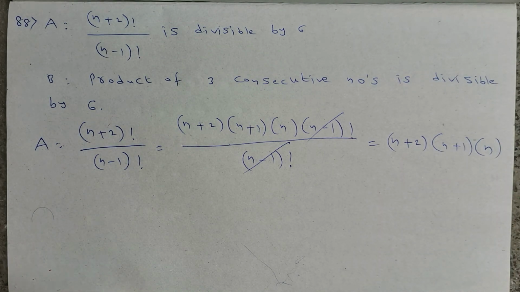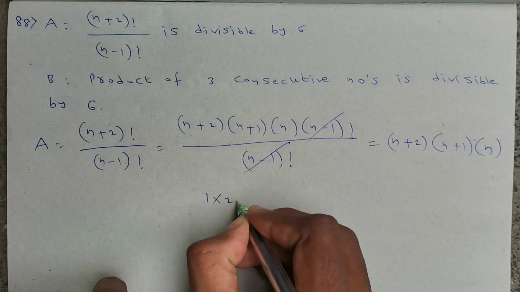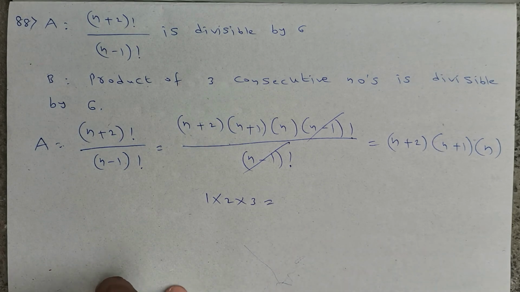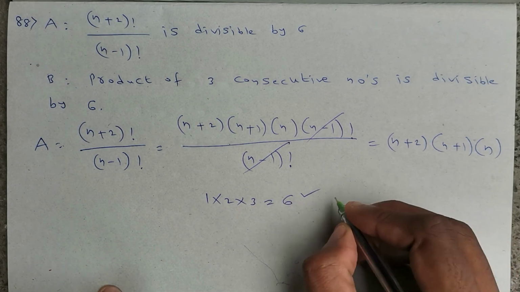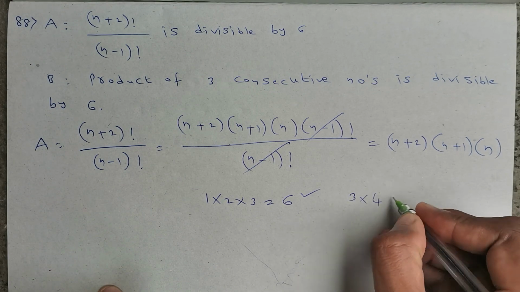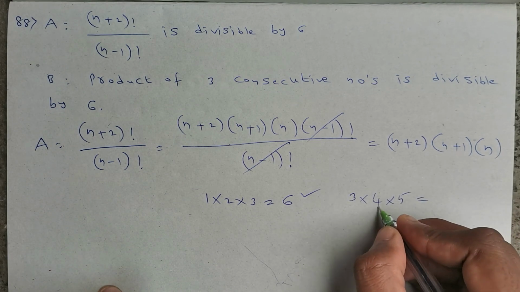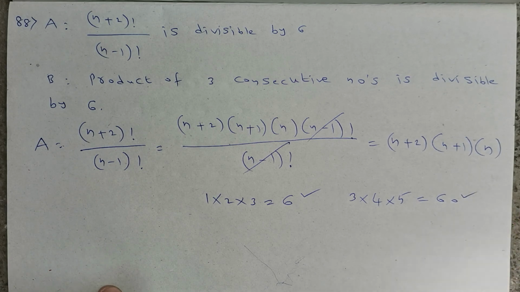So let us take any number. I am taking some three consecutive numbers: 1, 2, 3. I am doing multiplication. 1 into 2 into 3 is 6. Yes, it is divisible by 6. Next, I am taking 3 into 4 into 5. 5 fours are 20, 20 threes are 60. 60 is also divisible by 6.